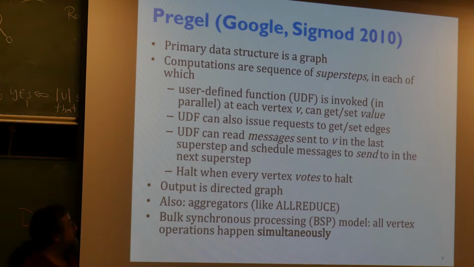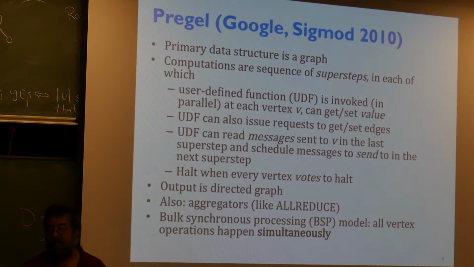So basically, Pregel, the main data structure, is a graph. A computation is defined as a sequence of supersteps. So in a superstep, you basically do something in parallel on a graph, okay? So what do these supersteps look like? There's some function that the user defines, all right? And that's applied in parallel at every vertex of the graph, all right?